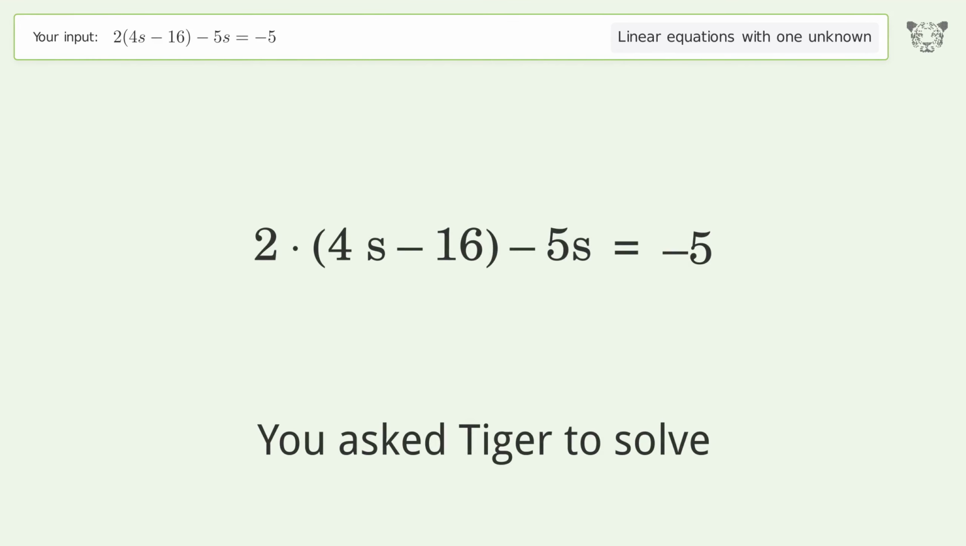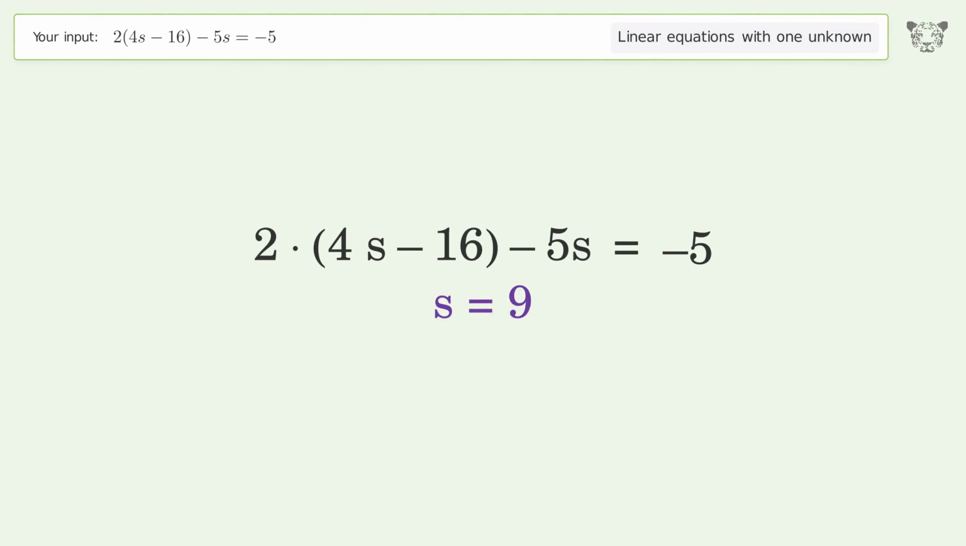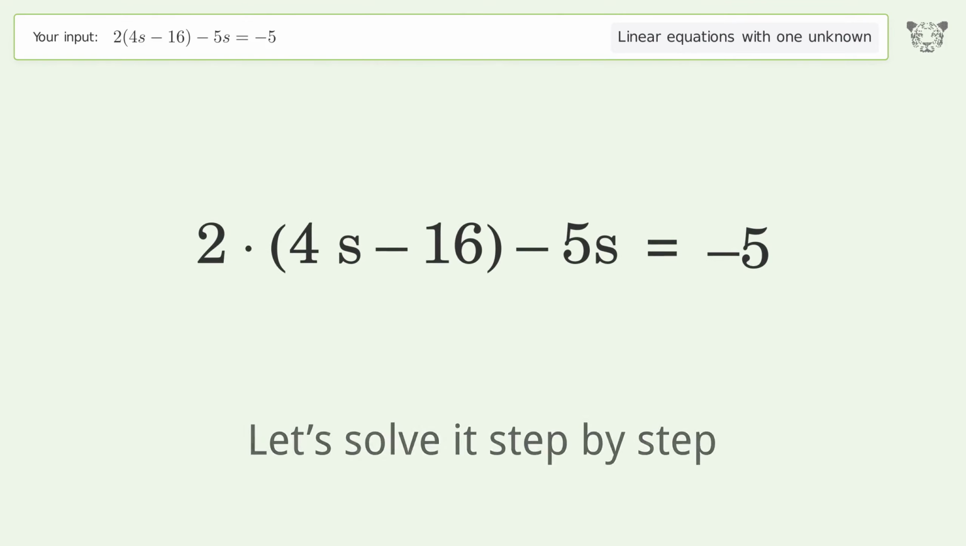You ask Tiger to solve. This deals with linear equations with one unknown. The final result is s equals 9. Let's solve it step by step.